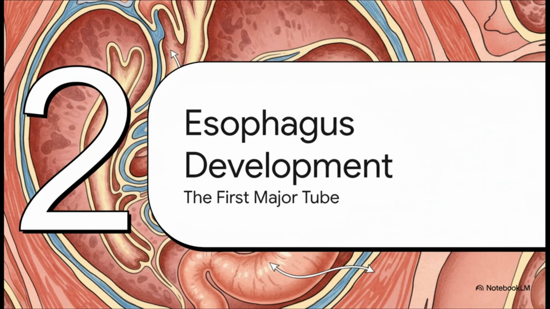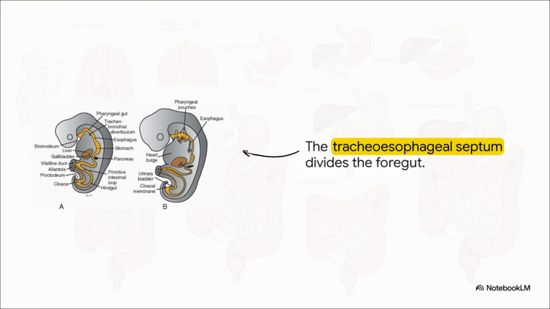Moving right along to Section 2, development of the esophagus. Now, picture that shared primitive embryonic tube. Very early on, it gets divided by this crucial barrier called the tracheoesophageal septum. This literally splits the foregut into two completely distinct tubes, a ventral portion in the front, which becomes the respiratory primordium, and a dorsal portion in the back for the esophagus. So the esophagus is sitting right behind the developing trachea.